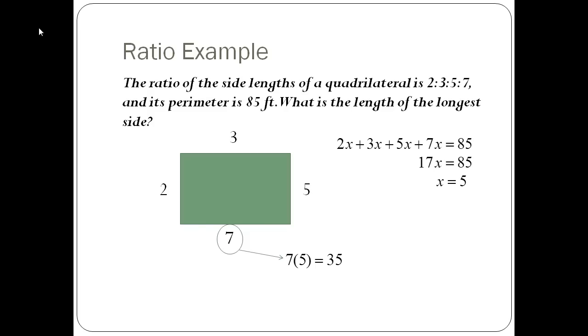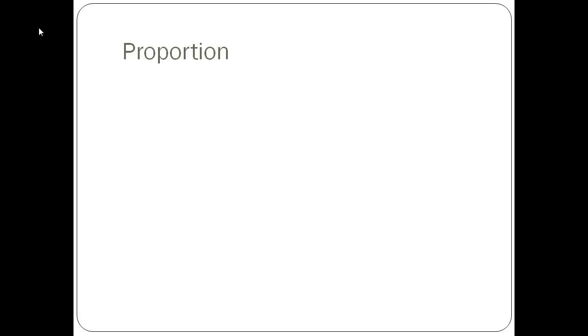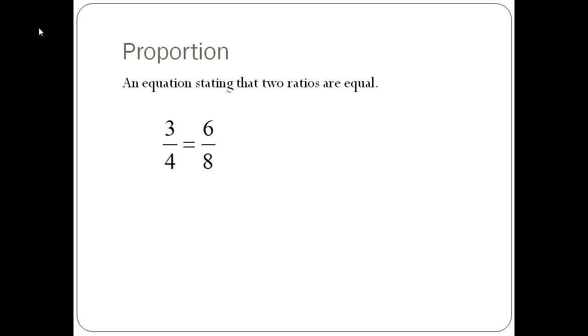Done. Used ratios on a quadrilateral. Let's move on. Next topic, proportions. A proportion is simply anytime you take two ratios and put them equal to each other. It says this ratio equals this ratio. Or what it almost always looks like in a math class is this fraction equals this fraction.